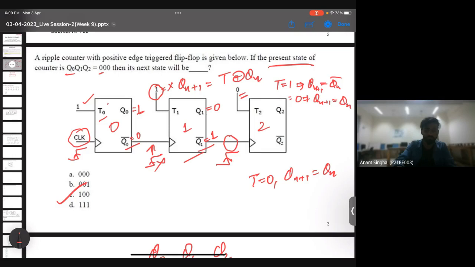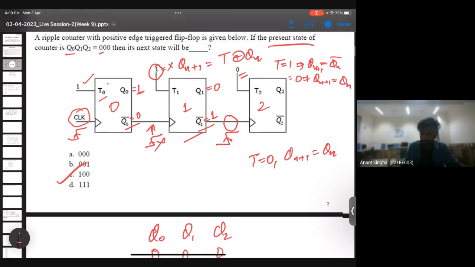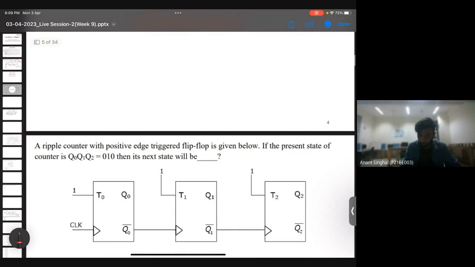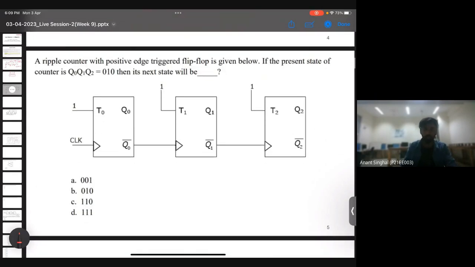Okay, so if this problem is clear too, let's try to solve a similar problem. I'll give you 2 minutes to solve this problem. Come up with the answer in the chat box.